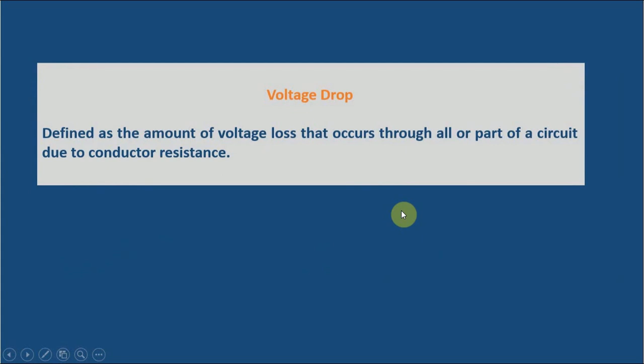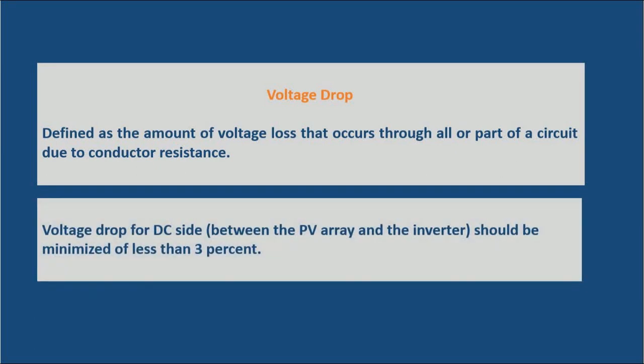And voltage drop is the amount of voltage loss that occurs because of the conductor resistance. It's a rule of thumb that the DC side of the solar PV system is allowed to have a voltage drop of less than 3%.